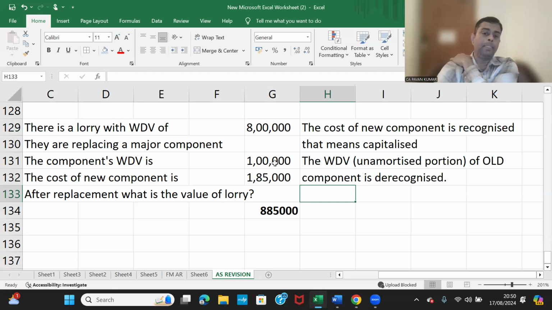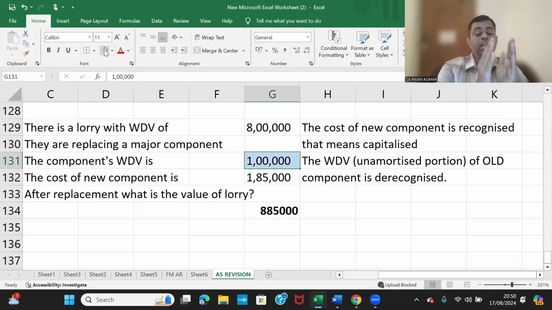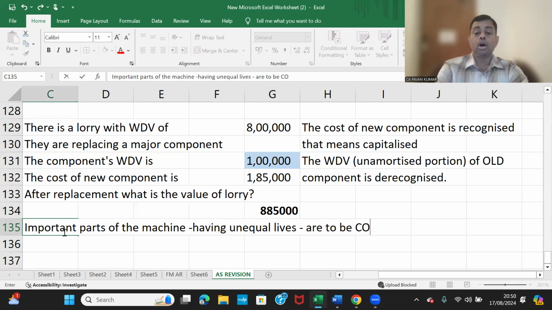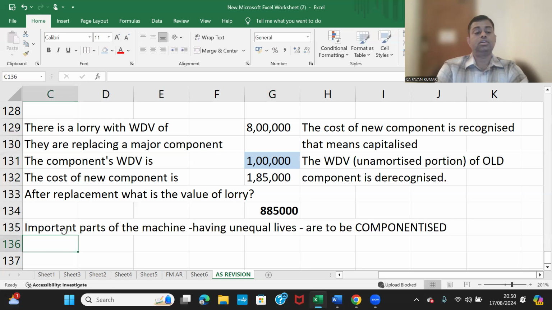Now the question is, how do they know that the written down value of this component is 1 lakh? This is what we call componentization. While charging depreciation, important parts of the machine, all material parts of the machine, having unequal lives are to be componentized to charge depreciation.